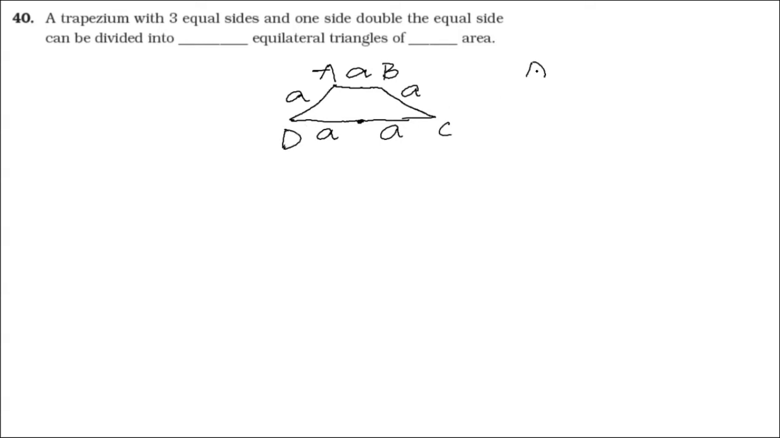In this trapezium, 3 of the sides are equal. AB will be equal to BC will be equal to DA, that is A units. And the other side CD is 2 times A. Let me join this. What do you observe? These 2 sides are equal. What can you say about this triangle? Is it an equilateral triangle?